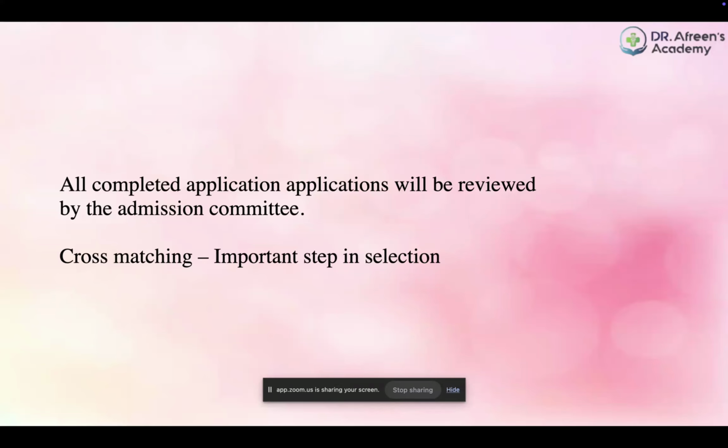So what will the candidate do now? That is when this cross matching comes into play. The candidate will be contacted by these health authorities and given the opportunity to select their preferred entity or training facility. So the candidate has an upper hand here. He can select what he wants.